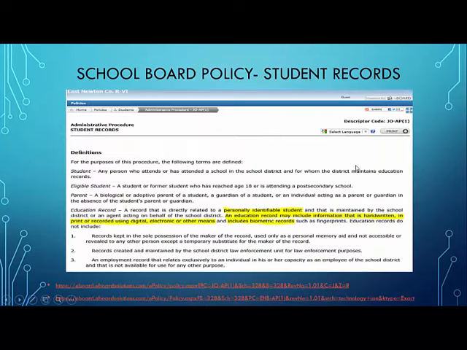And here we go back to policy JOAP. Under the definition of an education record, it says that it's a record related to a personally identifiable student, and it's a record that may include information that is handwritten, in print, or recorded using digital, electronic, or other means, and includes biometric records such as fingerprints. Note that it could be a record maintained by the school district or an agent acting on behalf of the school district. So there is your definition of a school official and the change in FERPA.